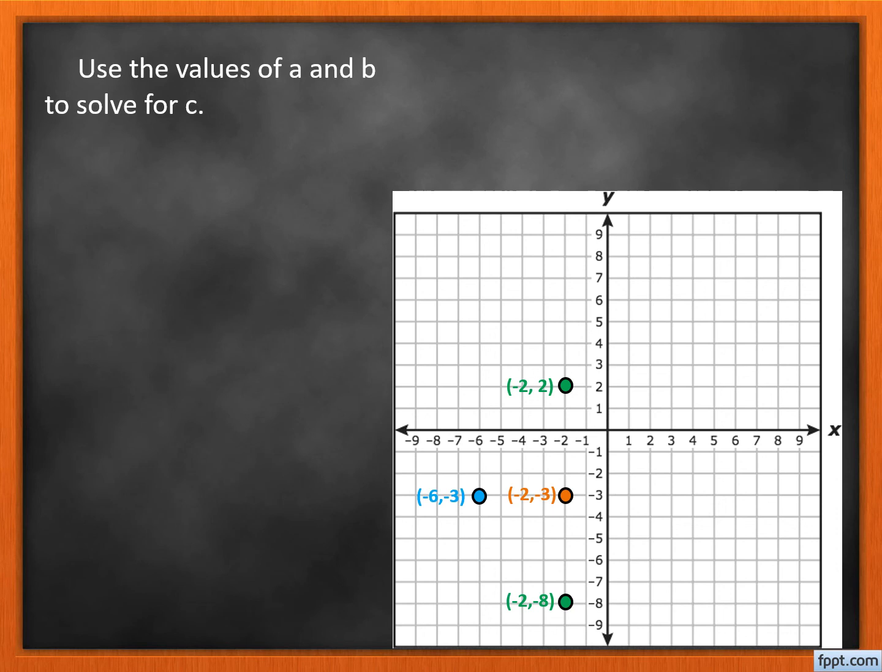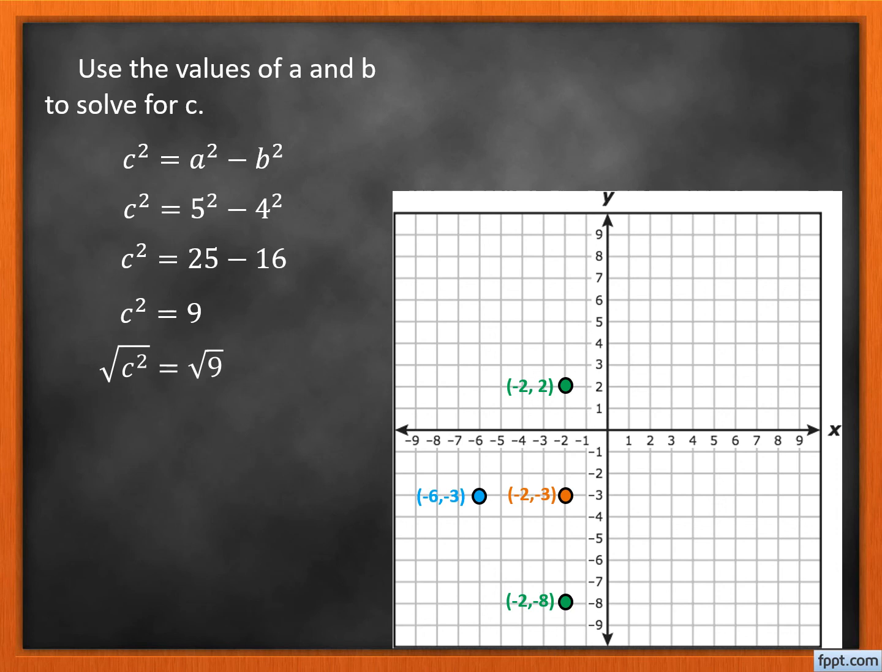Now we can use the values of a and b to solve for c. We're going to solve for c for us to locate our two foci of the ellipse. Using the equation c squared equals a squared minus b squared, we're going to replace a by 5 and b by 4. By simplifying, we have c squared equals 25 minus 16. And 25 minus 16 is 9. Getting the square root of both sides of the equation, we have c equals 3.